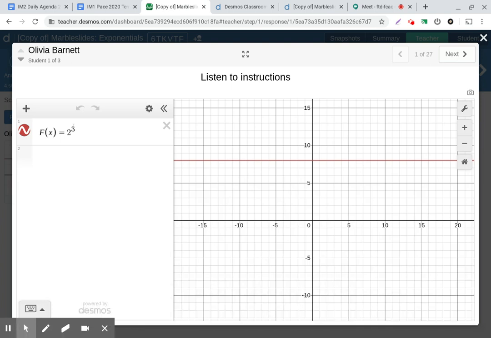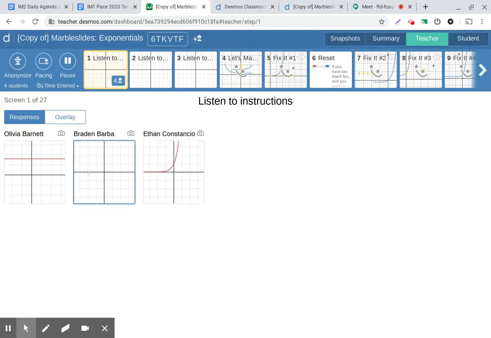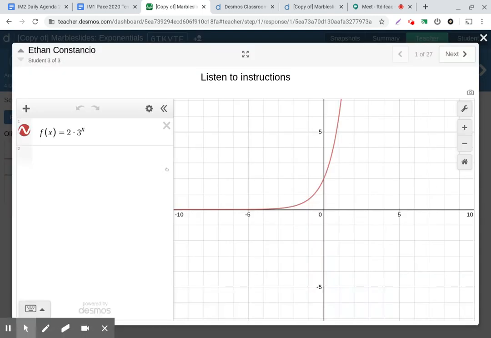Yeah, Olivia. This is not tripling. It is. No, 2 to the 3rd power is 2 times 2 times 2. That's not tripling. It's basically 2 times 3, and then times 3, and times 3, and times 3. So that's not. All right. Looks like Ethan has it. If you're gonna try it by yourself, if not, you can look at my screen, and Ethan does have that function.